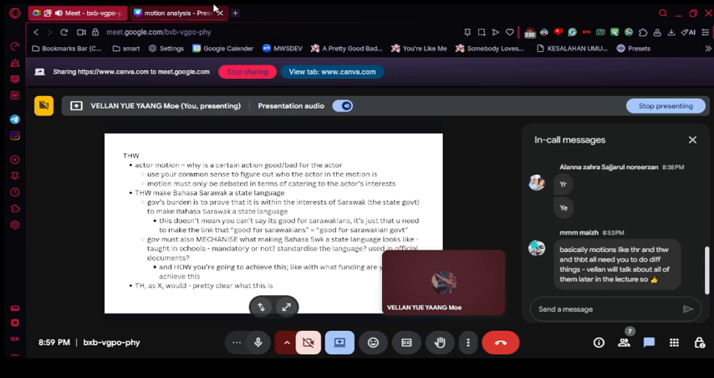This house would make Bahasa Sarawak a state language means that it will be carried out, no matter if you talk about the interests of Sarawak or not. So it just will be carried out.